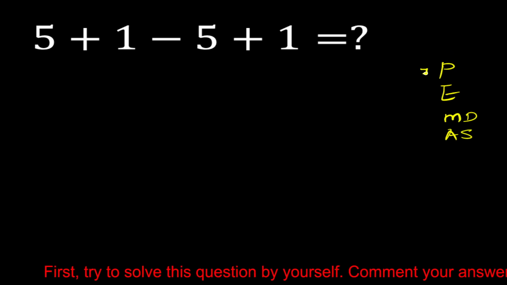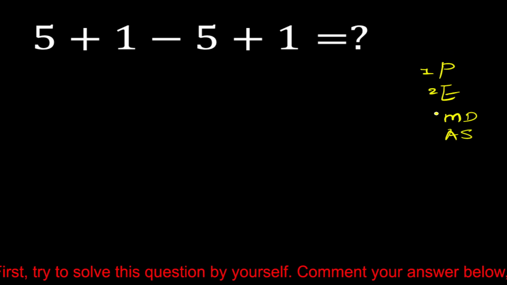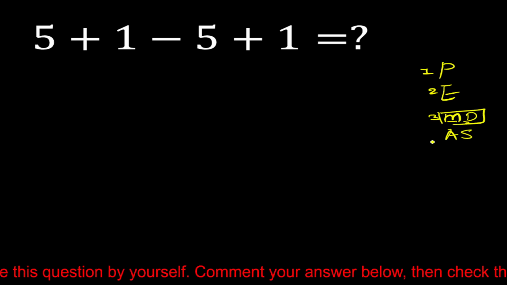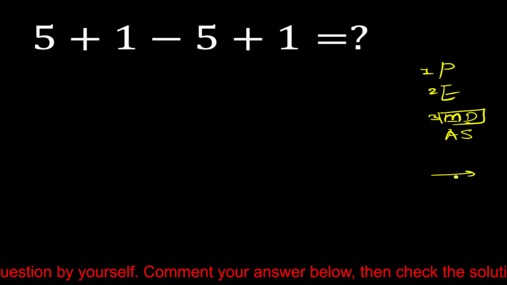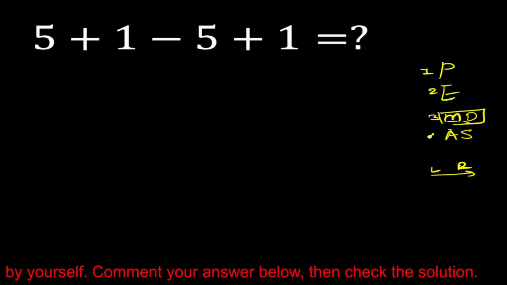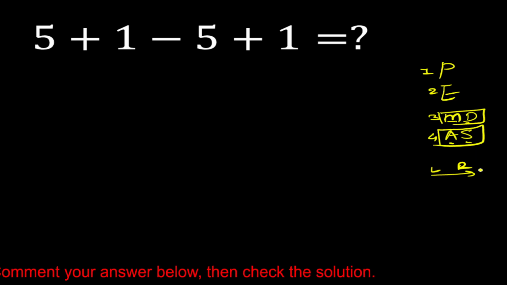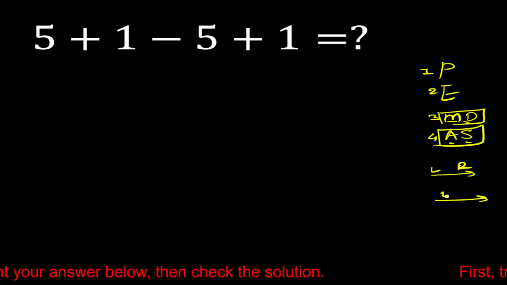According to PEMDAS, first priority is parentheses, second priority is exponents, third priority is multiplication and division. Here multiplication and division both have equal priority, so we have to solve it from left to right. Fourth and last priority is addition and subtraction. Also addition and subtraction both have equal priority, so we have to solve it from left to right.